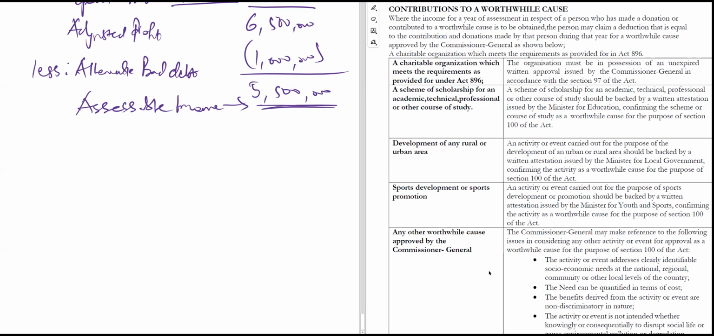So what are things that the commissioner deems as worthwhile causes? One, if a charitable organization, are you getting it? You make a donation to a charity, okay, which means the definition of a charity under section 97. Okay, so the organization must be in possession of an unexpired written approval issued by the commissioner in accordance with what?